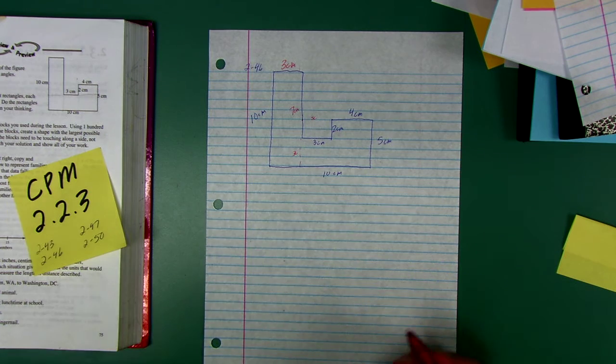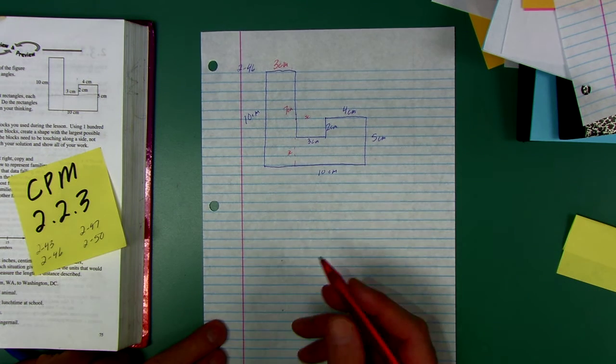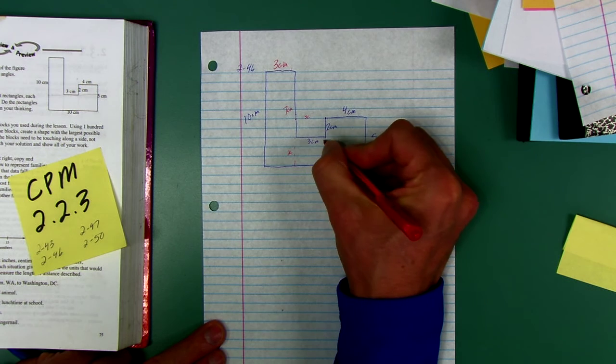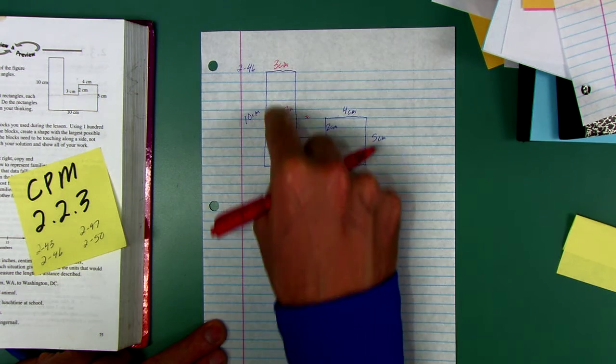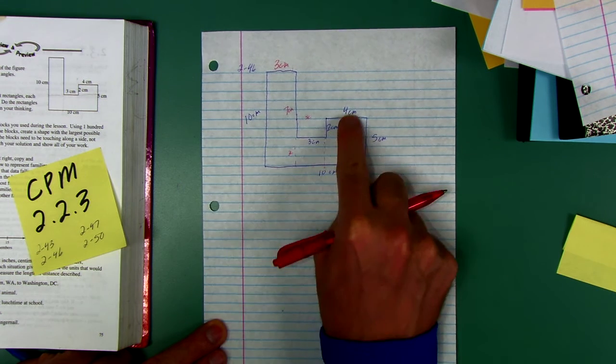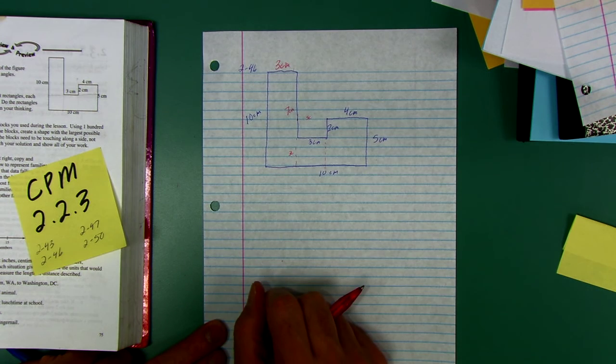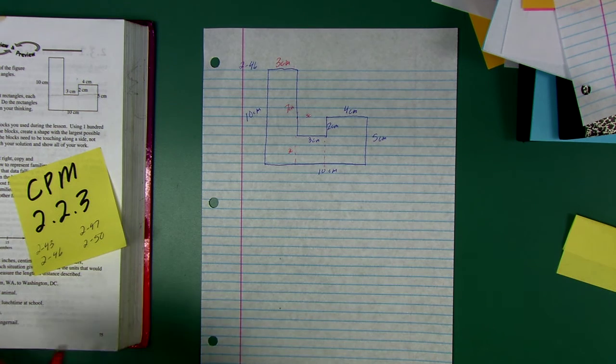You can choose how you want to break this up. I'm going to go ahead and break this up into 3 rectangles. This one, and this one. Okay? And then I'm going to add those up, put them together. All right, 2-47.